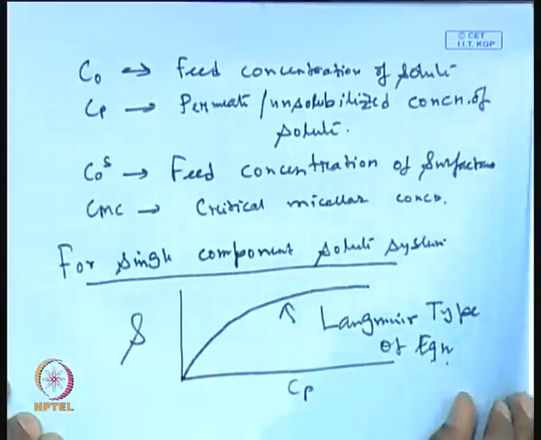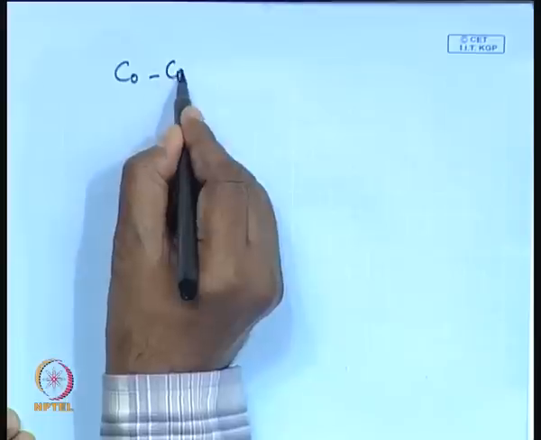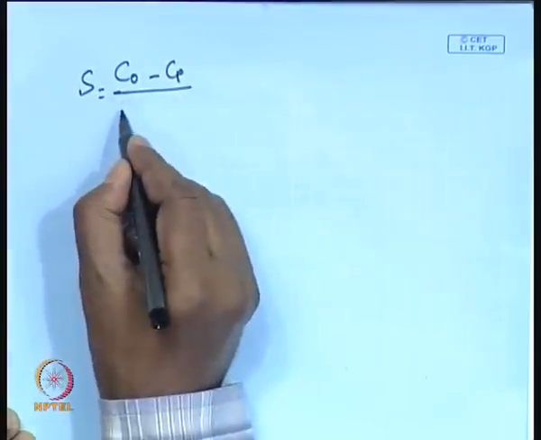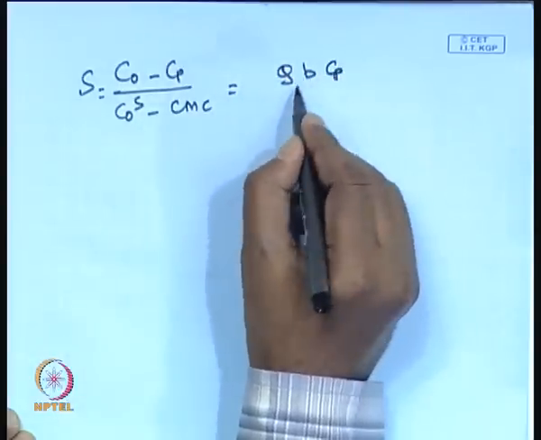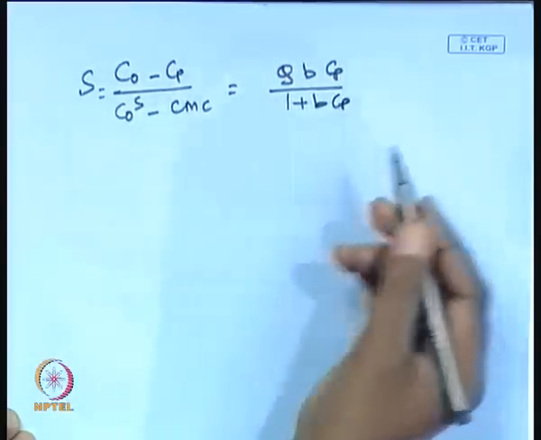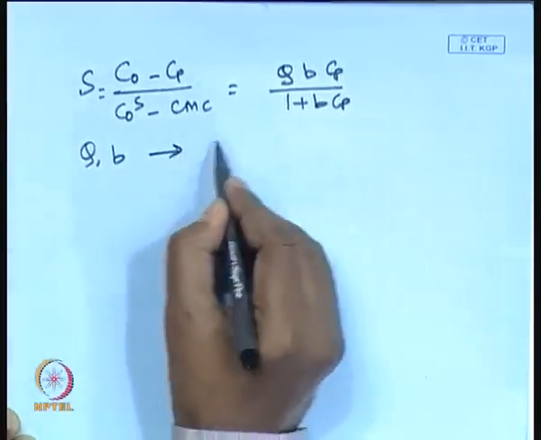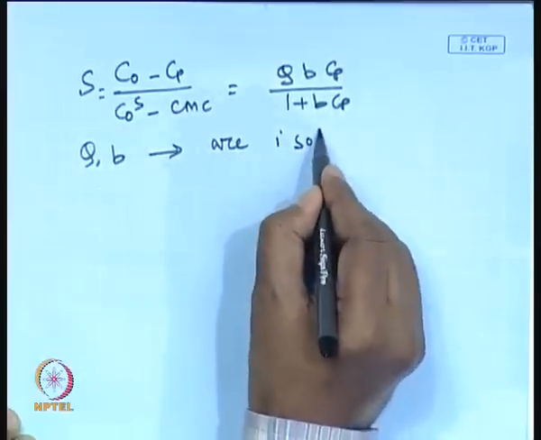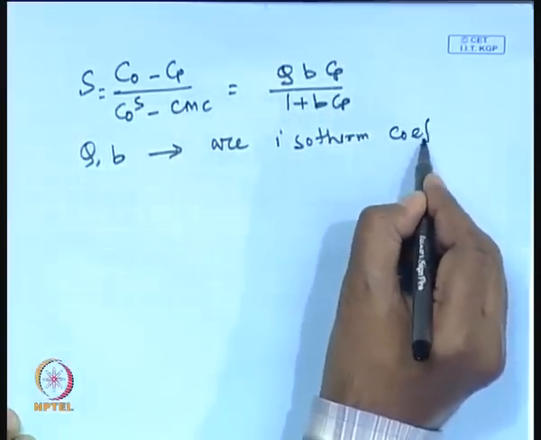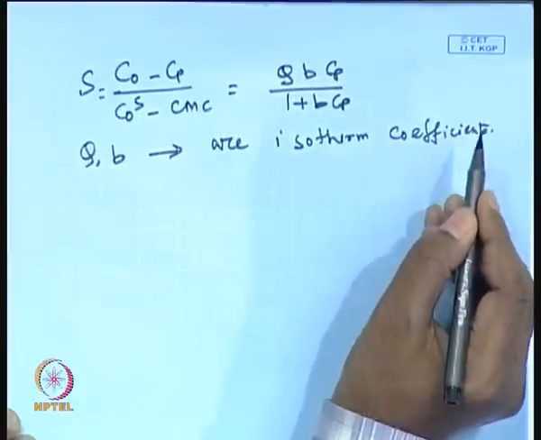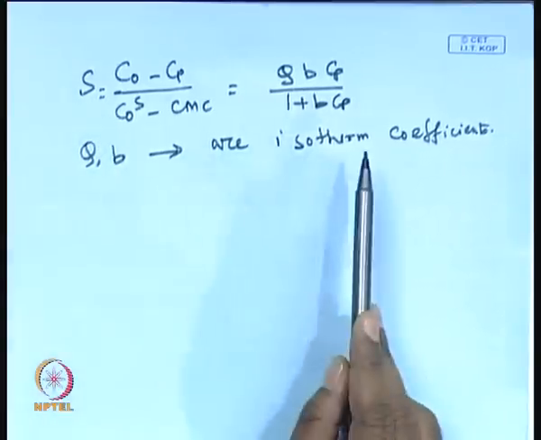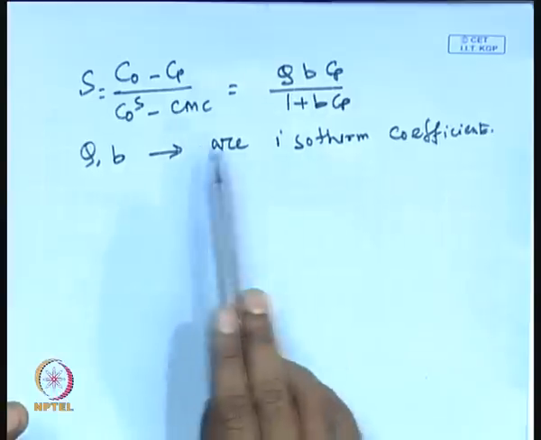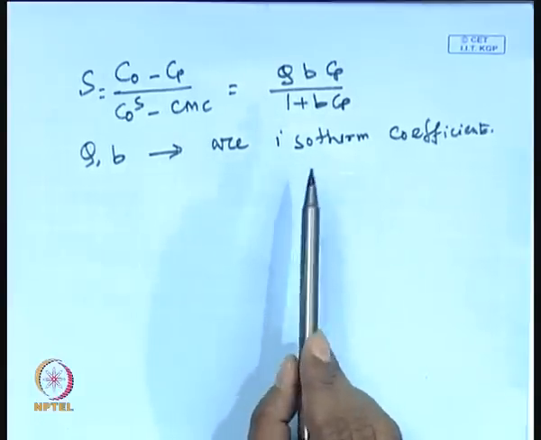and we can have a Langmuir type of fitting with this variation curve. C naught minus C p, that is the value of the expression S times (C naught S minus C m c), will be nothing but Q times B C p divided by 1 plus B C p. Okay. These Q and B are the isotherm constants. That means, you conduct experiments with different values of concentration and measure the value of S, and then plot with the corresponding Cp values. You will get a curve, then you fit the curve, and you will get a Langmuir type of variation.